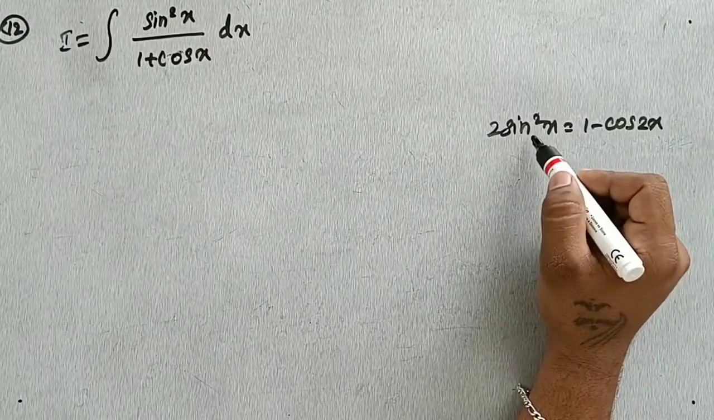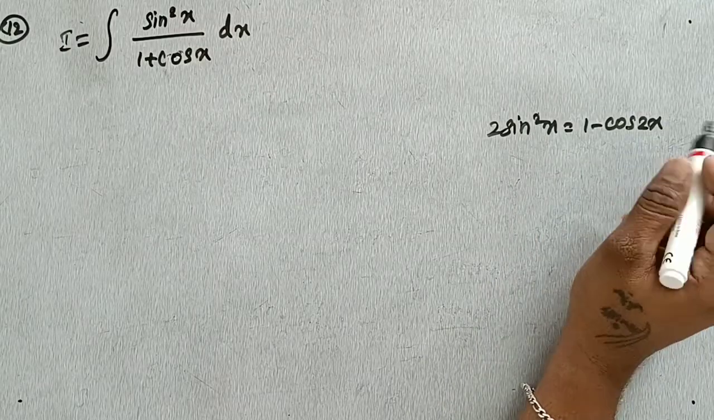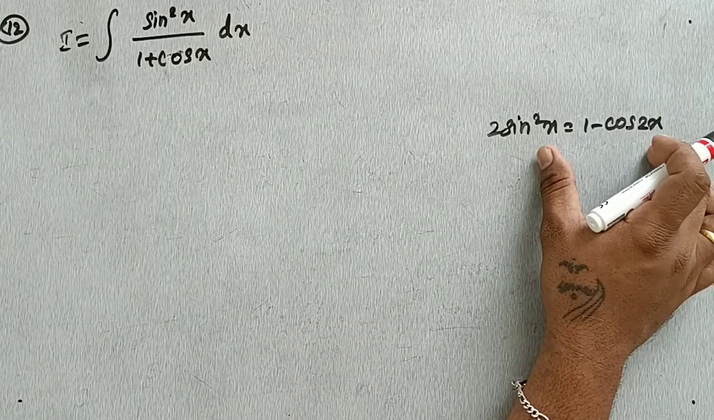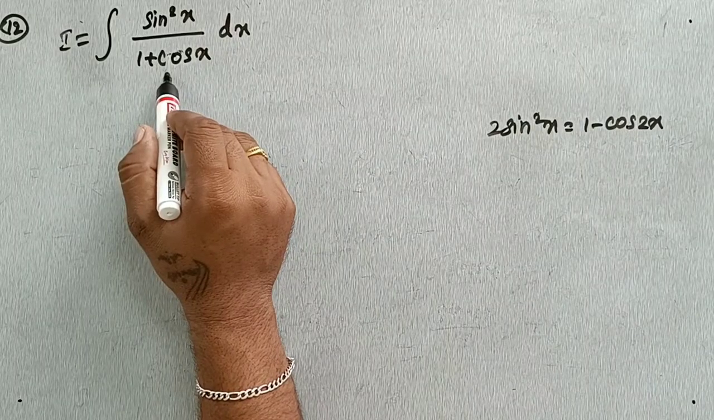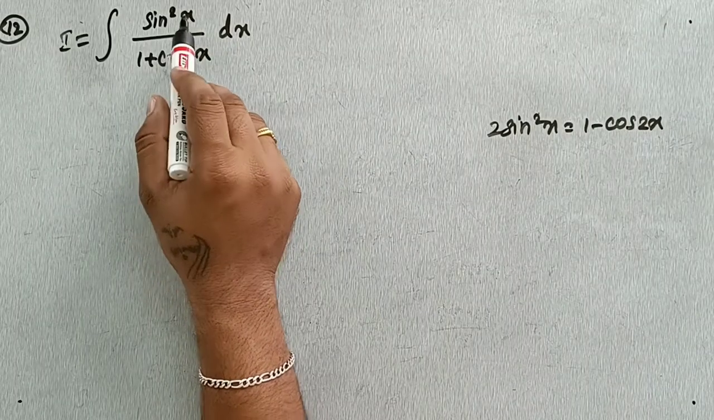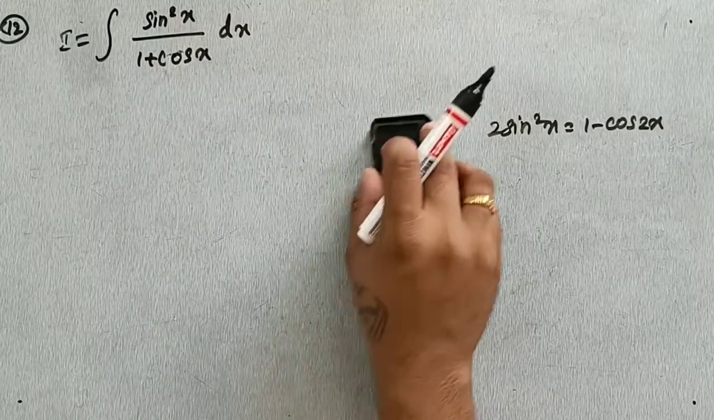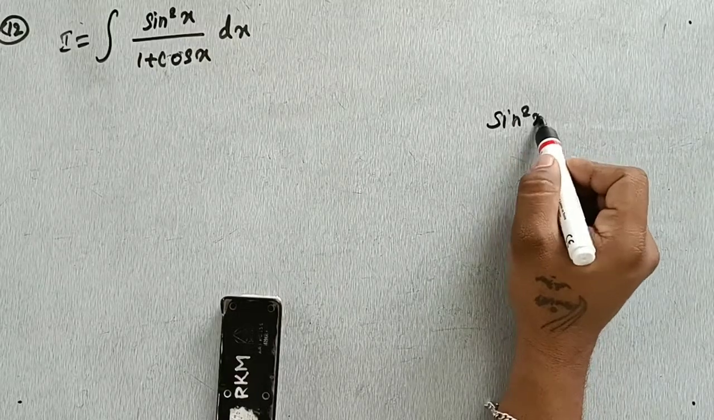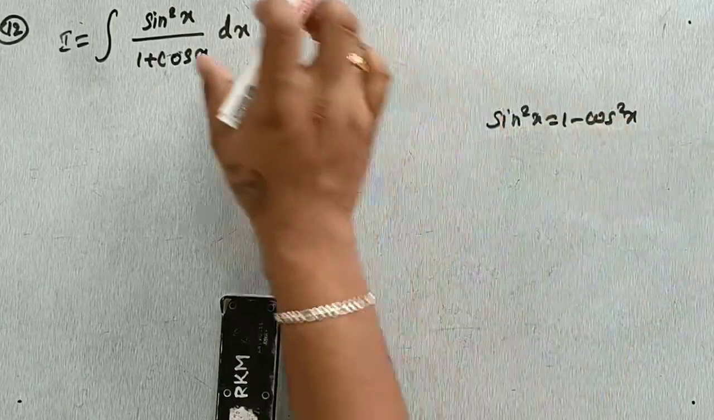So sin square x equal to what will come? (1 minus cos 2x) by 2 will come. That also I can use, or I can use one more formula. What is the formula? I have denominator 1 plus cos x. So this 1 plus cos x should be cancelled, meaning the numerator also can be written in terms of cos x. So I am going to use the identity here, that is sin square x equal to 1 minus cos square x, that I am going to use here.